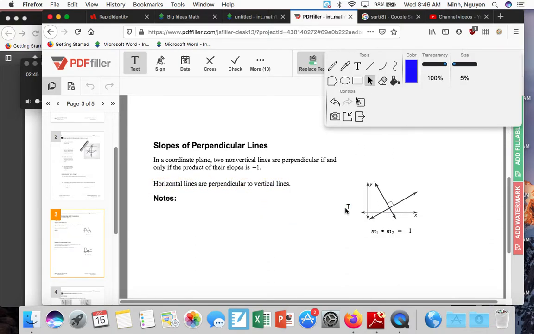And for slopes of perpendicular lines, the product of their slopes, product meaning multiply, is -1. Sorry. The product of their slopes is -1. Horizontal lines are perpendicular to vertical lines, so that should be kind of obvious. Horizontal line perpendicular to a vertical line, exactly. So if I drew something like this, and then my vertical line was askew, then that's not straight up and down, so it doesn't count as a vertical line. So then they're not perpendicular, but this one would be.